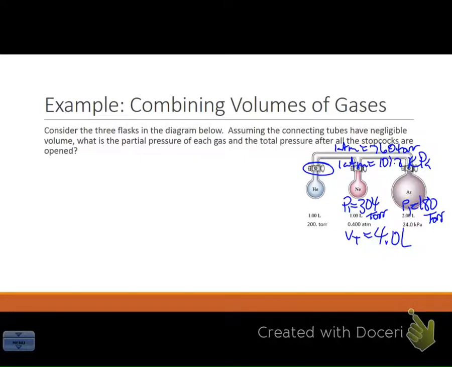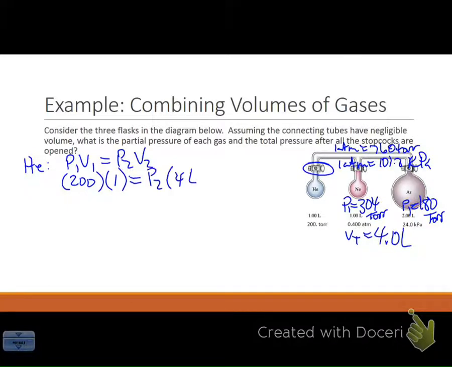Alright, so now I'm in the same unit. So let's do the work for each gas. Let's do helium first. And again, we're doing Boyle's law, P1V1 = P2V2. To plug this in, we're starting out at 200 torr. Again, I'm going to drop my units off to save me a little time and space here. We're at 1 liter. Let's figure out what that P2 is going to be when we go to 4 liters. P2 for helium comes out to be 50 torr.